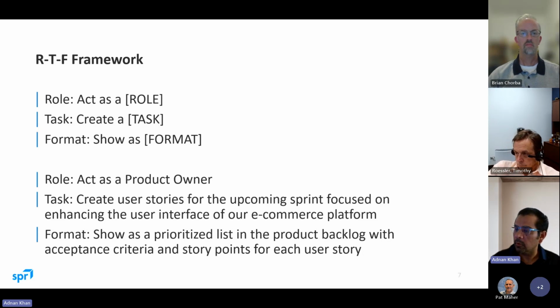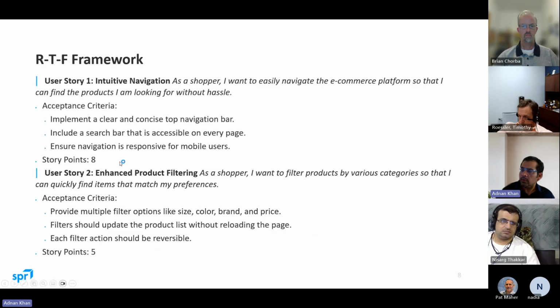So in this simple example, you ask the AI to act as a product owner, and you give it a task of creating user stories for the upcoming sprint that focus on enhancing the user interface for the e-commerce platform. The results you want are a prioritized list in the product backlog with acceptance criteria and story points for each story. So that's a simple example, with just a simple prompt, right? You're not giving much information to it at this point. You're keeping it very generic.